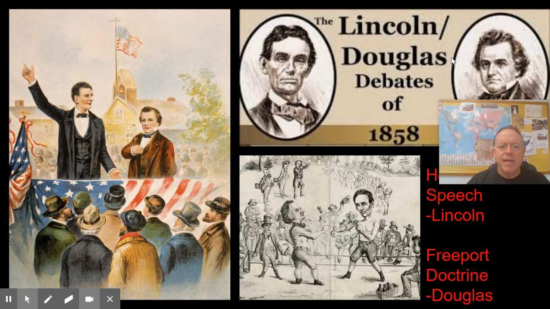During this time, Lincoln gave his very famous House Divided speech, in which he said, "This country cannot permanently endure half free and half slave." This alarmed Southerners. However, Douglas was forced by Lincoln, who was a master debater, to issue the Freeport Doctrine, in which Douglas said that slavery could not exist where the laws of the local government would not support it. And this also alarmed Southerners during these debates.